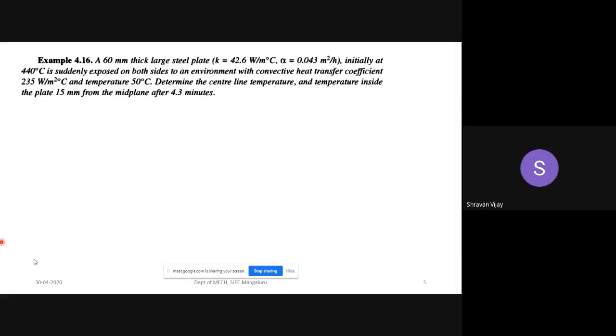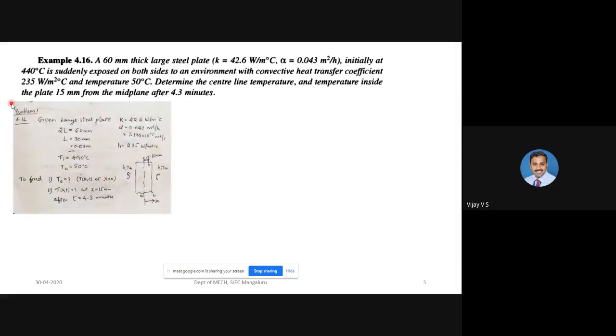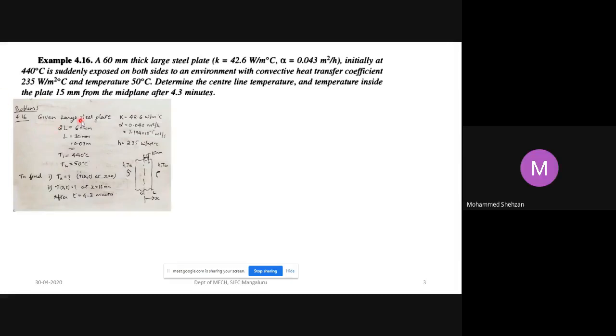So this is a large steel plate, 60 thickness. K and alpha are given. So I will convert this data. Large steel plate means it's a flat plate. Now thickness is 60. Here thickness means I should take 2L, because I explained it behaves as an infinite solid, and it is there in the data handbook also. It behaves in a thermally symmetric manner. So we have to take 2L. So L is given as 30 here.